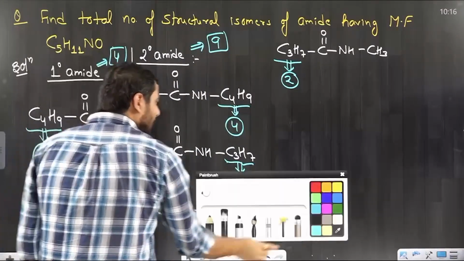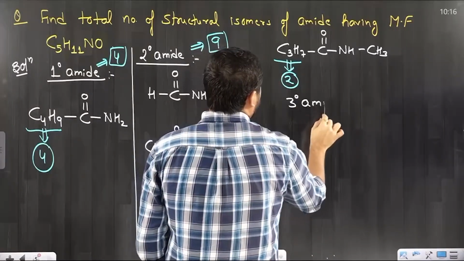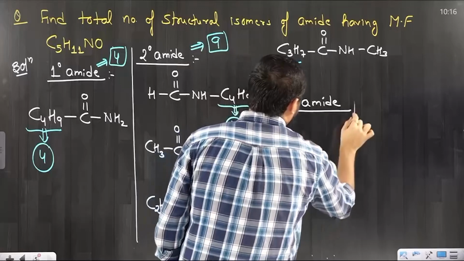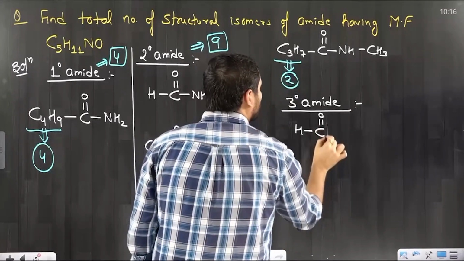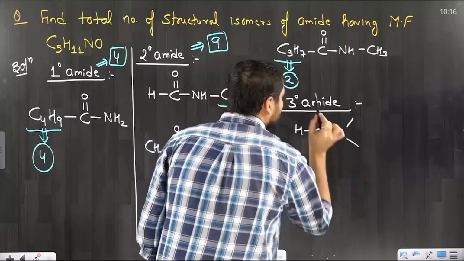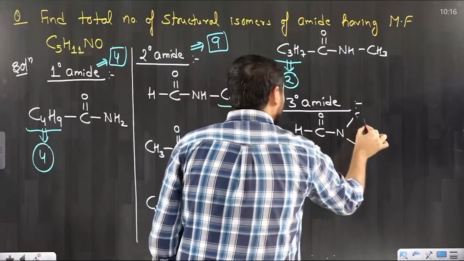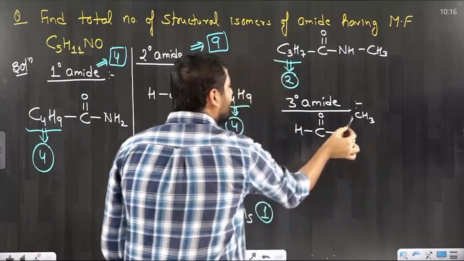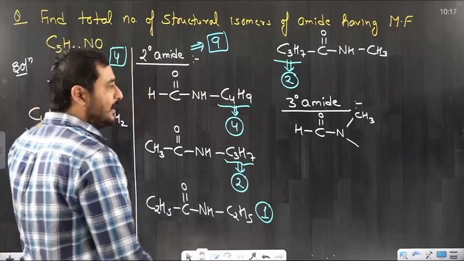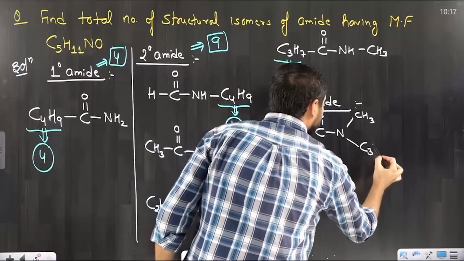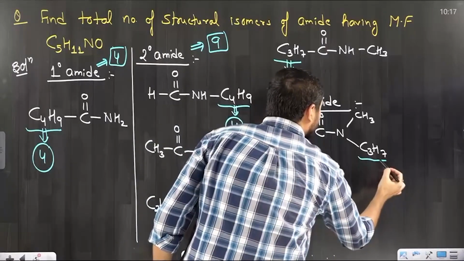Now let us move to tertiary amide. If I have to write a tertiary amide, I have to start with hydrogen, C double bond O, N. Now I have to write two alkyl groups. 1 carbon is present here, so the simplest alkyl is CH3. Now 1 plus 1, 2 carbons we have fixed, and in total how many carbons do we have? 5. So the remaining are 3 carbon atoms, C3H7. And in C3H7, how many isomers are possible?